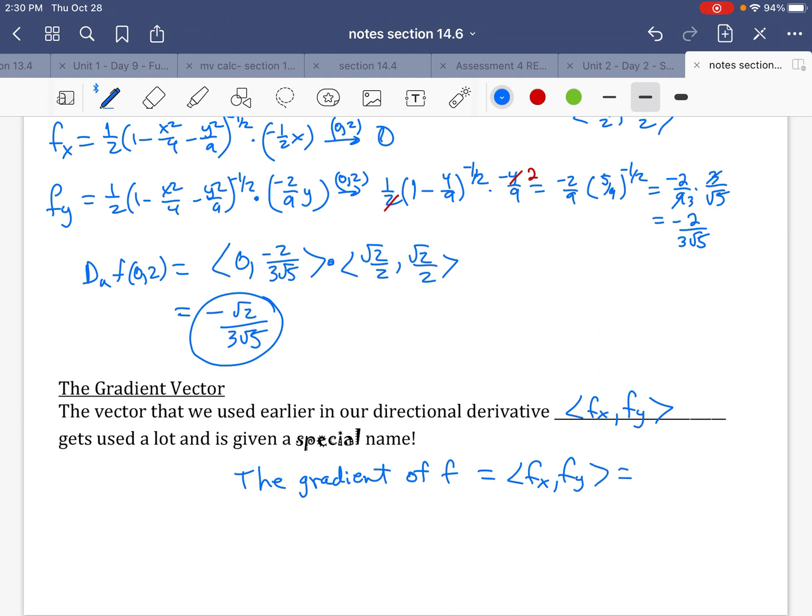And its notation is this, upside down triangle. So a regular triangle would be like delta f. Well, this one is called del f. So you say del f, so del f of xy, or you just say del f. You can write it like that. Okay, so this just has a special name. It's just a vector with the 2 derivatives in it.